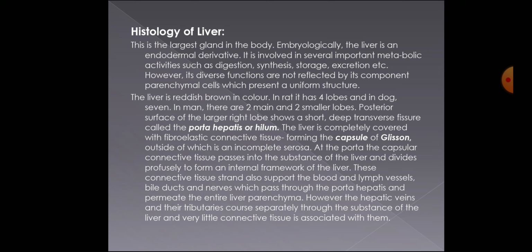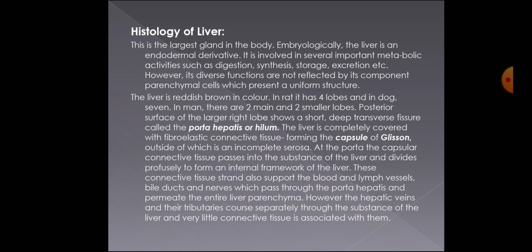Liver is reddish brown in color. In rat, it has 4 lobes, and in dog, it has 7 lobes. In man, there are 2 main and 2 smaller lobes. The posterior surface of the liver at the right lobe shows a short, deep transverse fissure called porta hepatis or hilum.